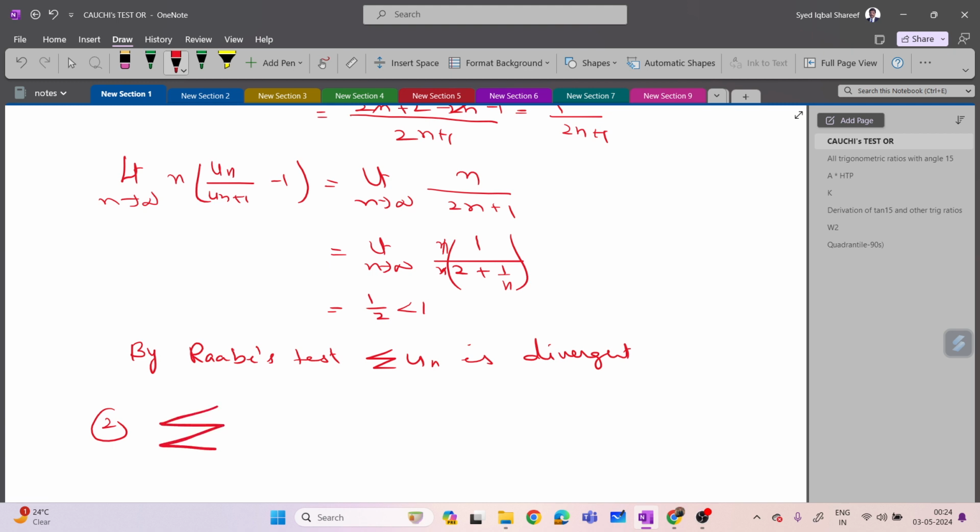Suppose the series is 3, 6, 9, and so on up to 3n, divided by 7, 10, 13 up to 3n plus 4, x to the power of n. This is the series. Test for convergence of the series.